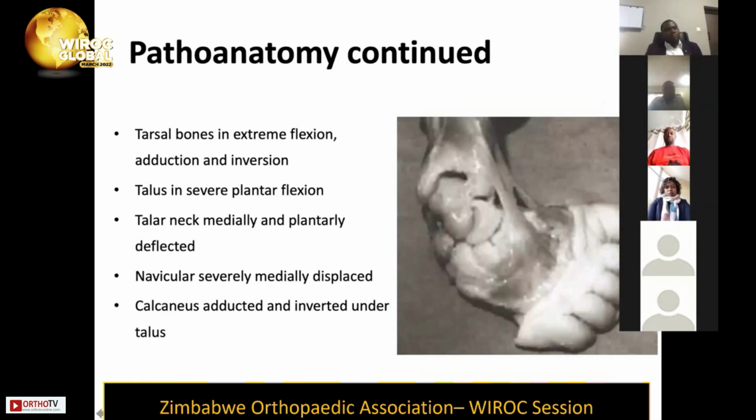The arrangement of the fibers into a wavy pattern, also known as crimp, is also used in terms of treatment, because it means the ligaments are easily deformable, and they can unpack, so to speak. In terms of pathoanatomy, the tarsal bones are in extreme flexion, adduction, and inversion. The talus is severely plantar flexed, and the talar neck is medially and plantarly deflected, as depicted in that photograph. The navicular is severely medially displaced, and the calcaneus is adducted and inverted under the talus.